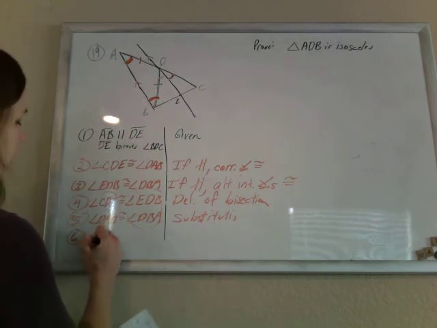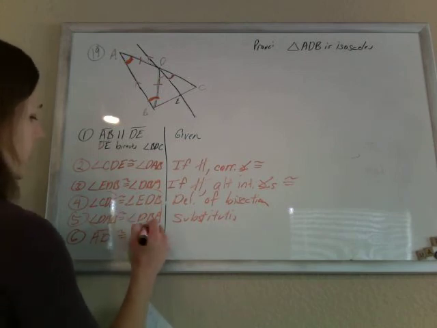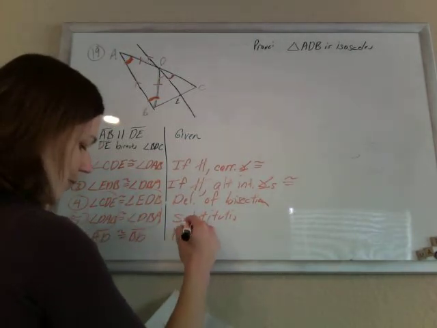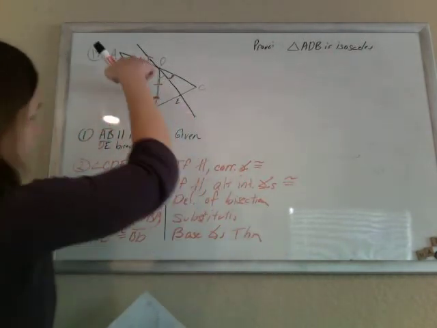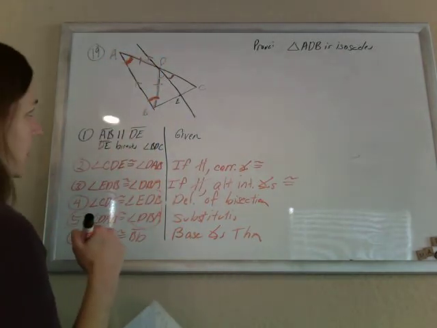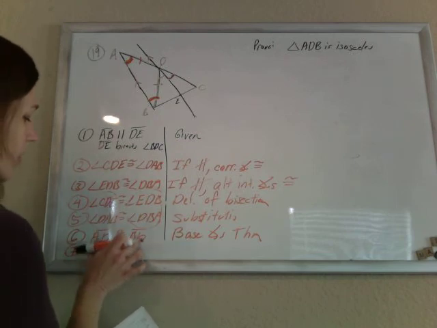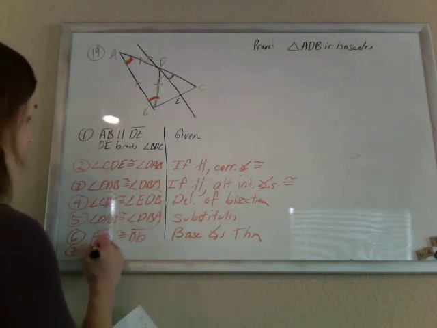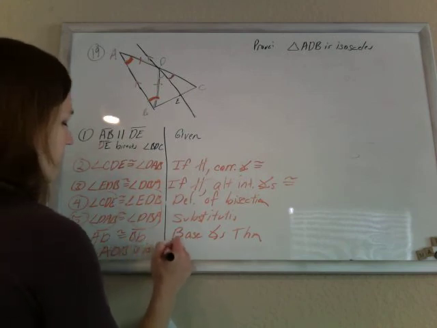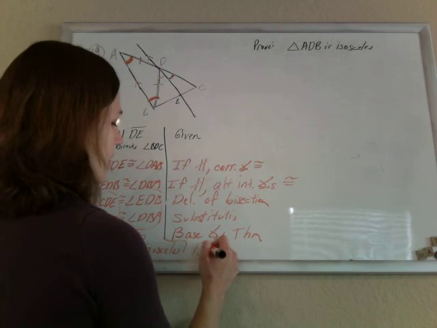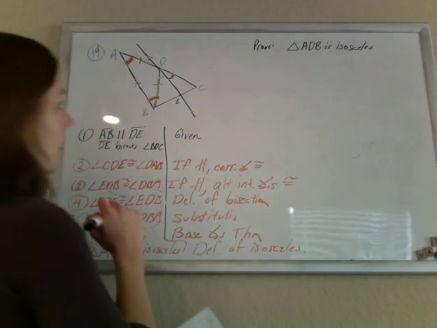So now I know that AD is congruent to BD by our base angles theorem. If the base angles are congruent, then the legs are congruent. And because we have two sides of our triangle congruent, that means the triangles are isosceles. So triangle ADB is isosceles by the definition of isosceles. And that is that.